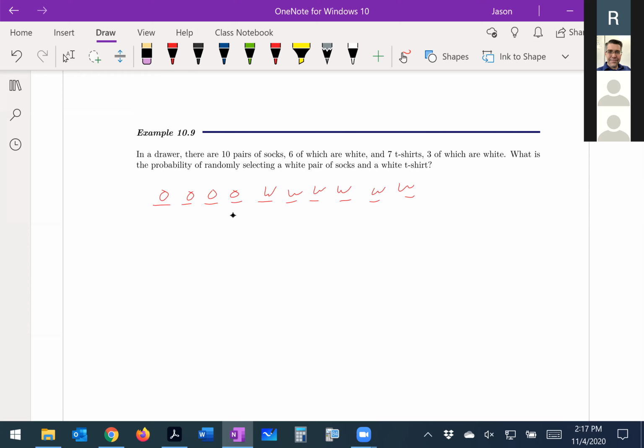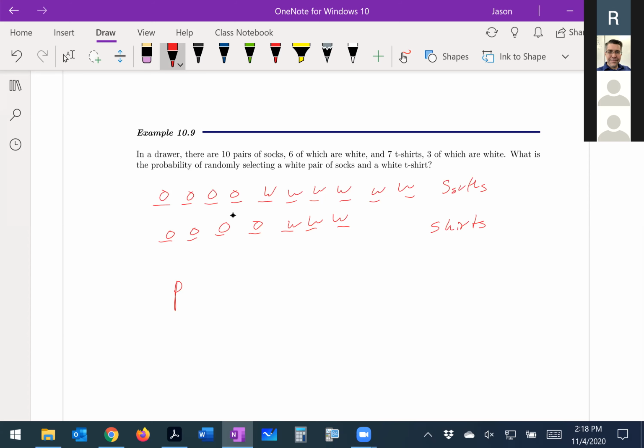And 7 shirts, 3 of which are white. So 7 shirts: 1, 2, 3, 4, 5, 6, 7. This is my socks, this is my shirts. 3 of which are white: white, white, white, and other. So what is the probability of randomly selecting a white pair of socks? Wasn't that just 6 out of 10?